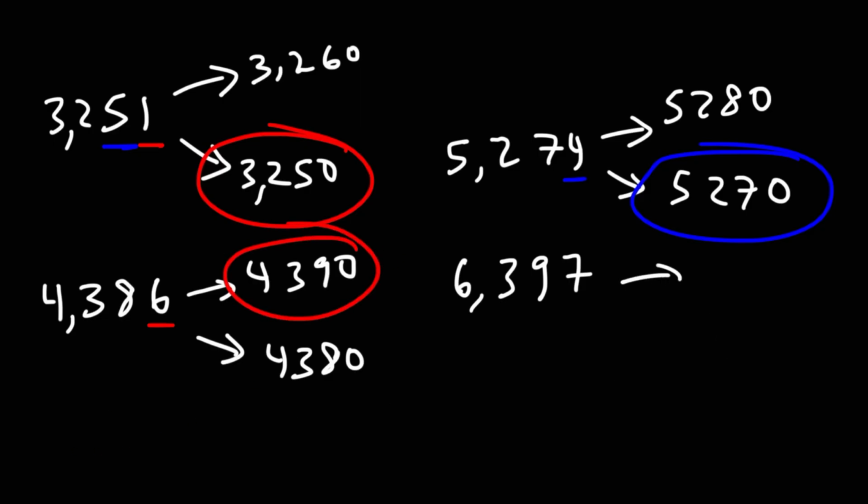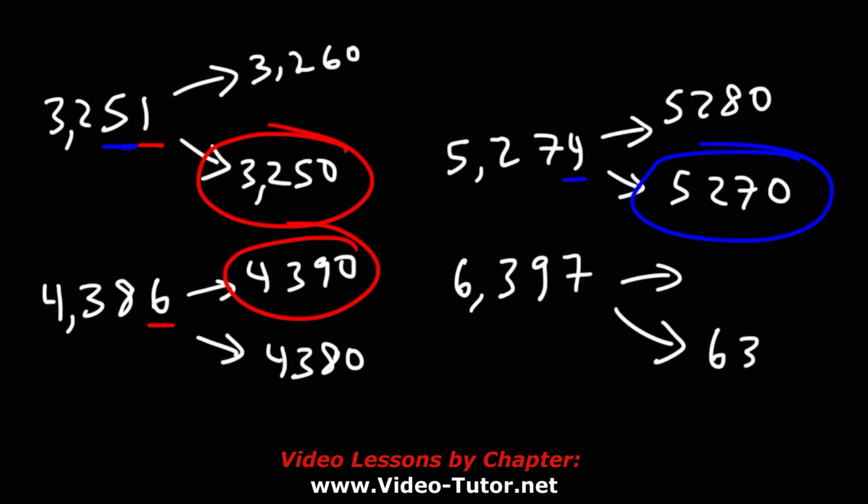For 6397, we can round it down to 6390 or up to 6400. 7 is part of the 5 or more group, so we're going to round it up to 6400. So hopefully those examples were plentiful enough so you can see the pattern on what you need to do when rounding numbers to the nearest 10.